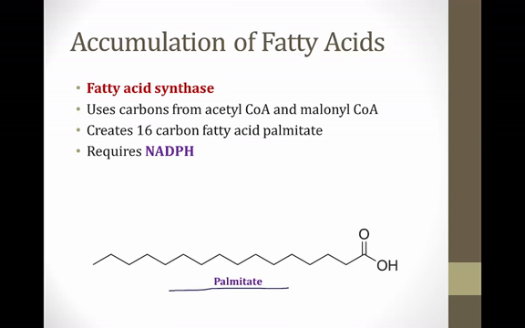palmitate. Palmitate is synthesized by the enzyme fatty acid synthase. It uses carbons from acetyl-CoA and malonyl-CoA to make the 16-carbon fatty acid palmitate. And fatty acid synthase uses NADPH. So when the levels of NADPH get high, this favors the formation of palmitate by fatty acid synthase, and therefore it favors the formation of fatty acids in general.